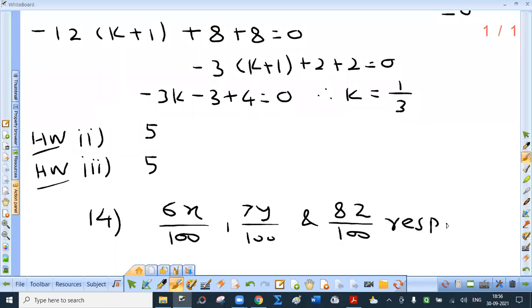I hope you are getting this. See, 6% means on 100, 6 rupees. So on x, how many rupees? 6x upon 100. 6% means multiply by 6 by 100. As simple as that. Okay. So these are the incomes.